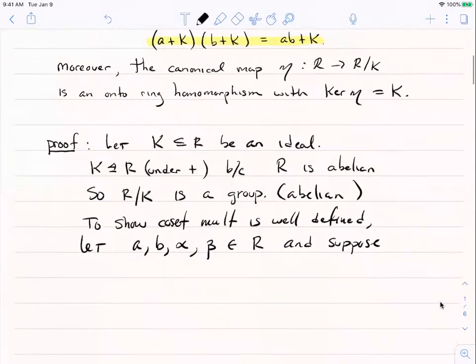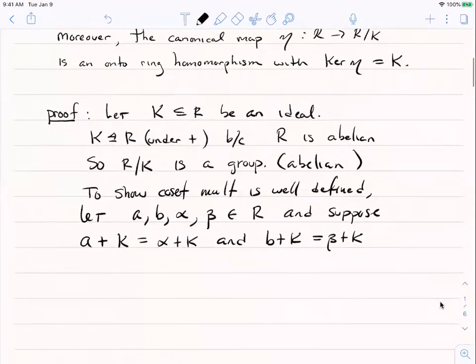And let's suppose that the coset containing A is the coset containing alpha, and the coset containing B is the coset containing beta. All right? We need to show that the coset containing AB and the coset containing alpha beta are the same. Okay, so let's unwind what we mean here.